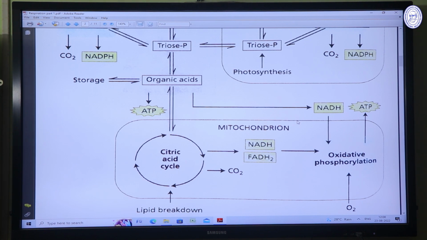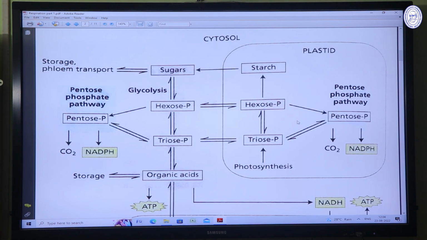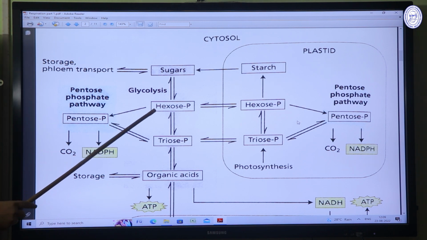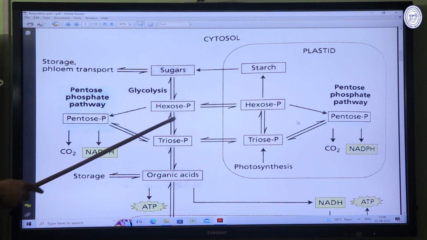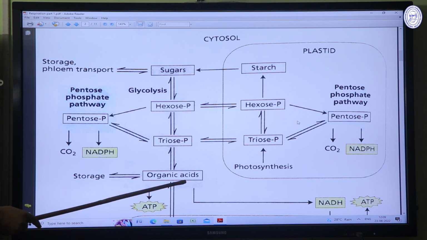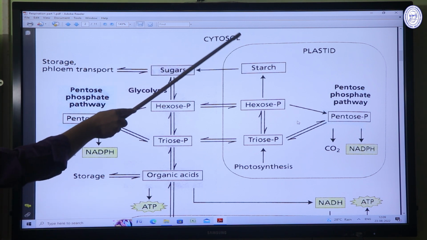Now, come to the first point, that is glycolysis. What happens in glycolysis? In glycolysis, sugars through a series of reactions will be converted into hexose phosphate, then triose phosphate, and finally into an organic acid. The organic acid is pyruvic acid, and this happens in the cytosol.